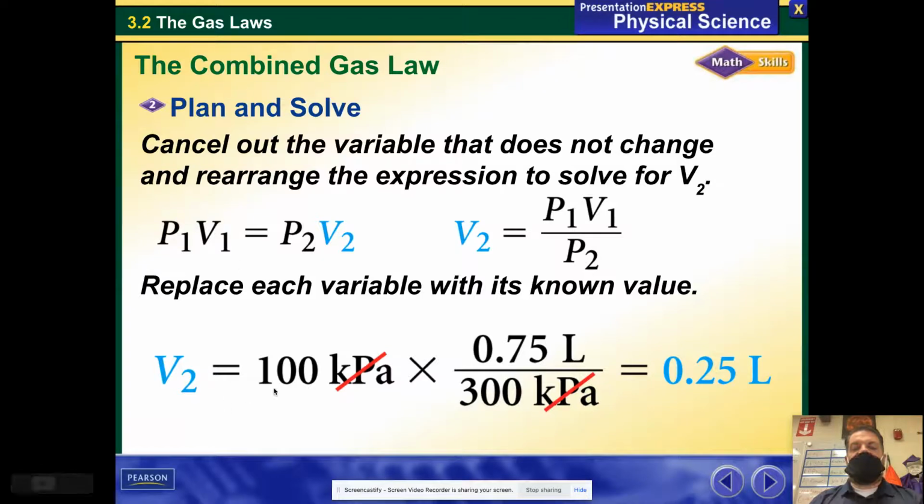I'm going to say that this is the initial pressure times the initial volume divided by the final pressure. So the initial pressure, 100 kilopascals, times the initial volume divided by the final pressure, which is 300 kilopascals. And just like our conversions, the kilopascals cancel out. I'm left with liters. And then when you do all the math, I get 0.25 liters.